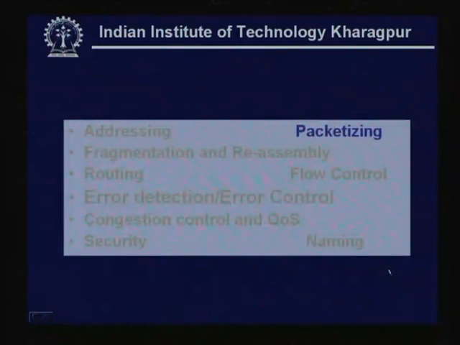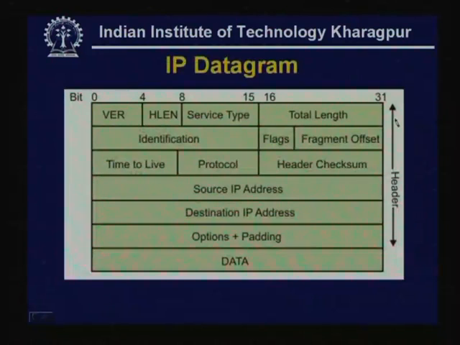Now, let us consider the second issue, that is packetizing. Packetizing means the data has to be sent in the form of a frame, and the packet received from upper layers is used by the Internet Protocol to frame a datagram. The datagram, as you can see, includes data, and apart from data, it adds a header. The header has a number of fields, which are explained here.